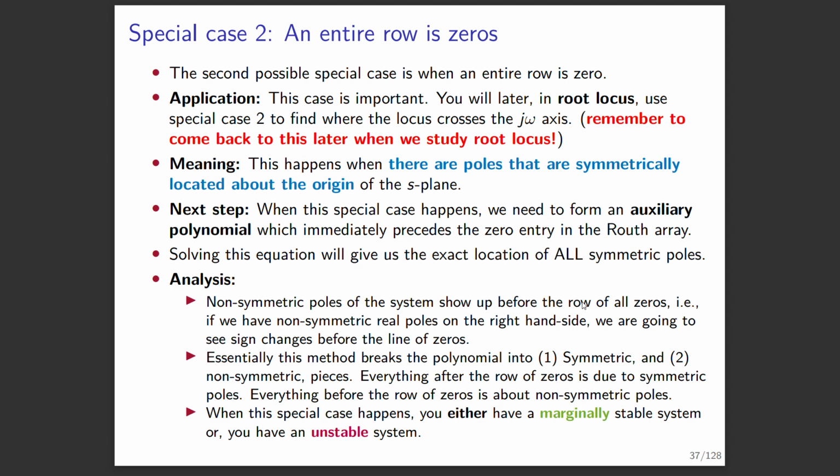Right, so let's go back now to the analysis. Non-symmetric poles of the system show up before the row of all zeros. Essentially, this method breaks the polynomial into a symmetric and a non-symmetric part. Everything after the row of zeros is due to symmetric poles, and everything before the row of zeros is about non-symmetric poles. And finally, when the special case happens, you either have a marginally stable system or you have an unstable system. You do not have a stable system.